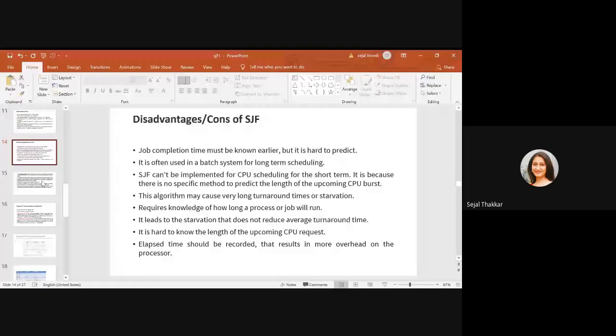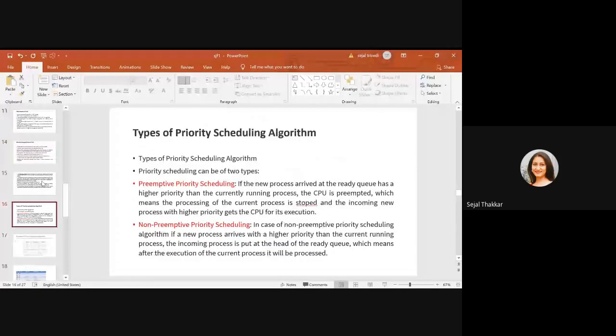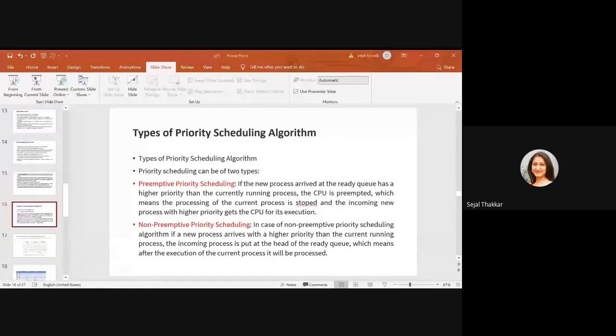Round robin. So priority scheduling has two types, preemptive and non-preemptive. Preemptive means whenever a higher priority process comes, it will give up the CPU, and that higher priority process can start execution. And non-preemptive will not give up the resources, even if a higher priority process comes.